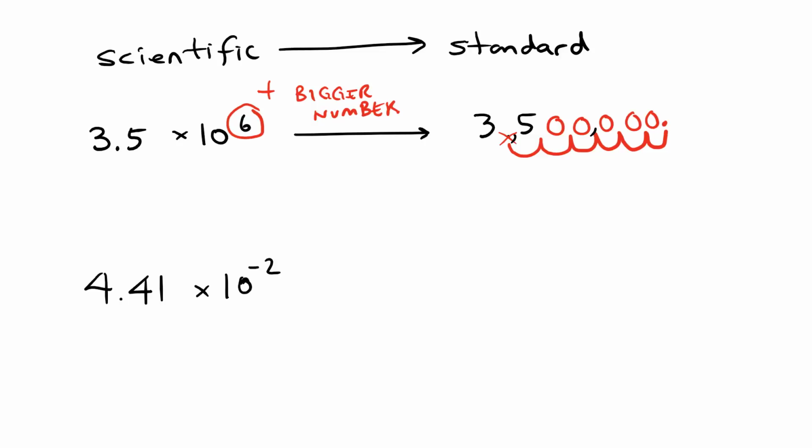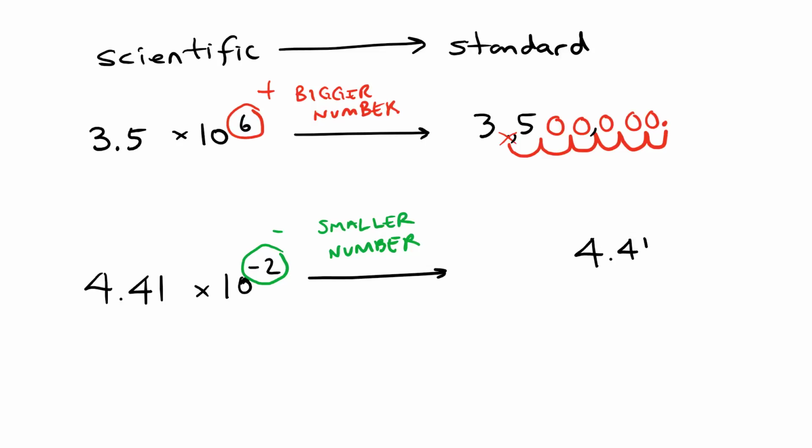If I would like to convert a scientific notation with a 10 to the power of negative, since the exponent is negative here, then I'm going to have a smaller number. In order to have a smaller number, I need to move the decimal point to the left. Since it says 2, I am going to move the point twice to the left.